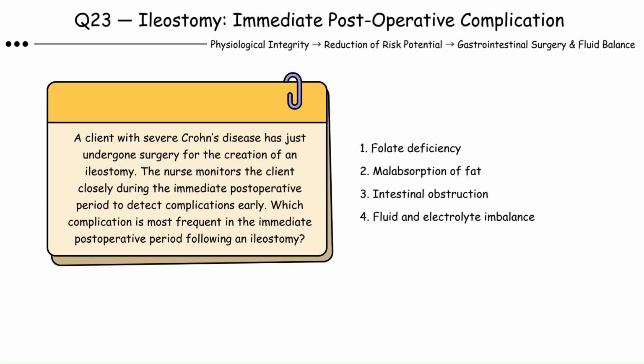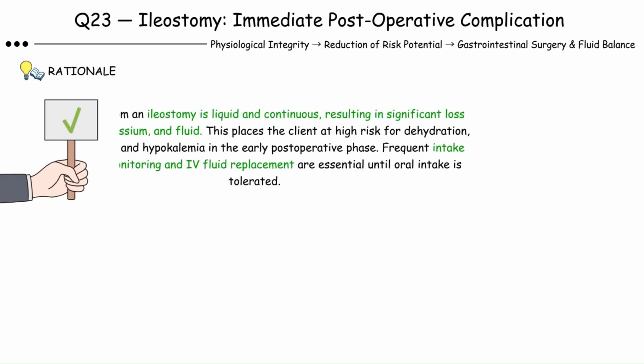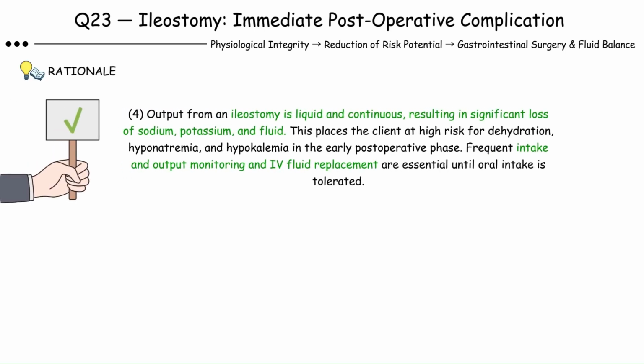The correct answer is option 4, fluid and electrolyte imbalance. Let's walk through why this is the priority. An ileostomy drains liquid, continuous output. This output contains large amounts of water, sodium, and potassium. Right after surgery, when the bowel is still adjusting, that output can be high volume, putting the client at significant risk for dehydration, hyponatremia, and hypokalemia.